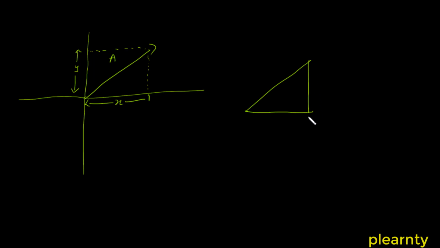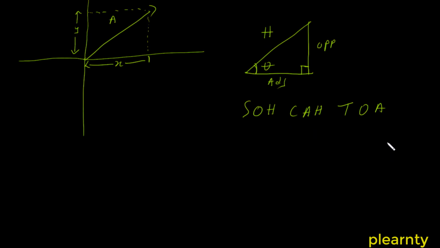When you have a right-angle triangle, this is our hypotenuse. If our theta is here, this is our opposite, and this is our adjacent. You should remember this formula very well. We call it SOHCAHTOA. What this is telling us is that sine theta, which is this theta, is equal to opposite over hypotenuse.